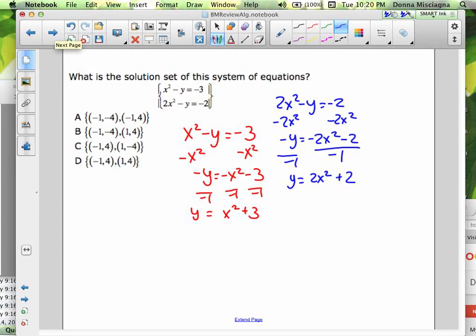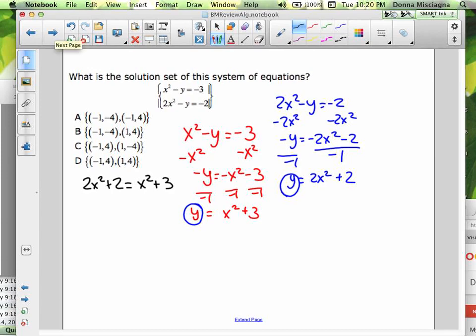All right, so our equations are now isolated for y. They're both equal to y. We can set them equal to one another. And I think I'll move over a little bit over here. So we have 2x squared plus 2 equals x squared plus 3.